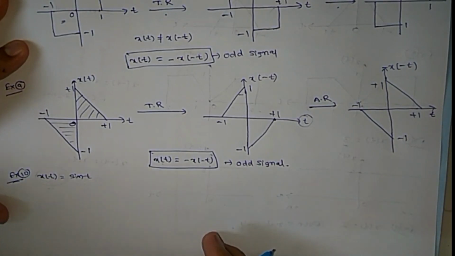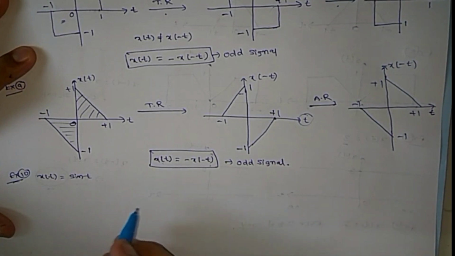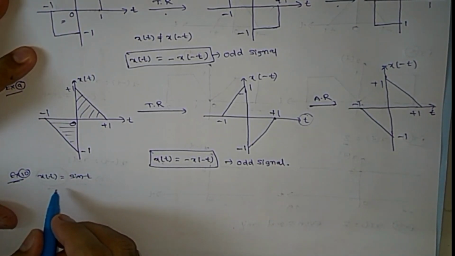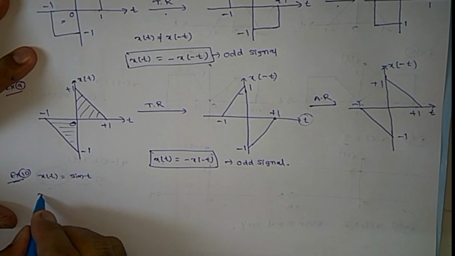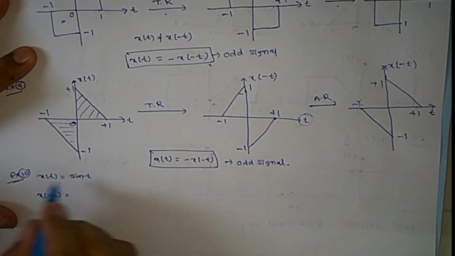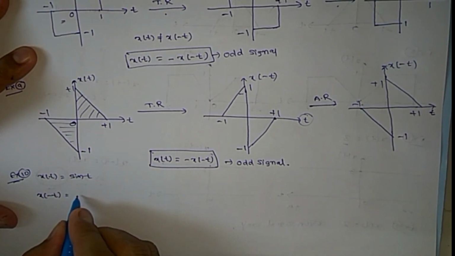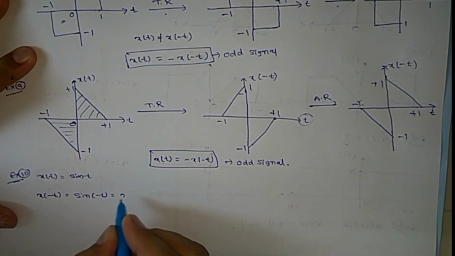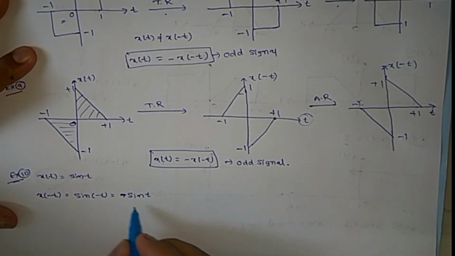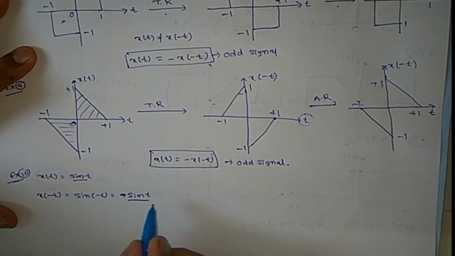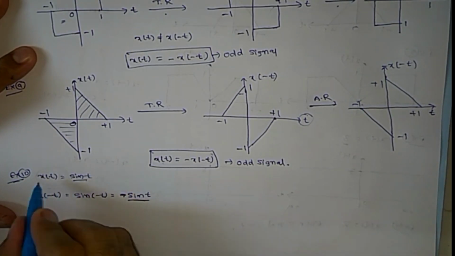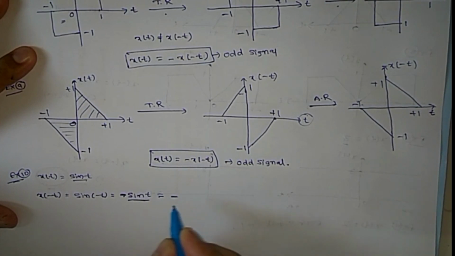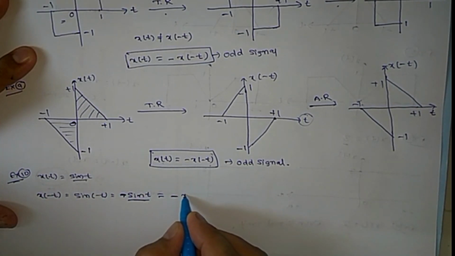Let us see the 10th example. x of t equal to sin t. Is this an even or odd signal? We need to substitute x of minus t. Wherever t is there, I am replacing it with minus t. So what will come? Sin of minus t, which is equal to minus sin t, right? So sin t is x of t, so wherever sin t is there, I am replacing it with x of t. This minus I am keeping as it is.